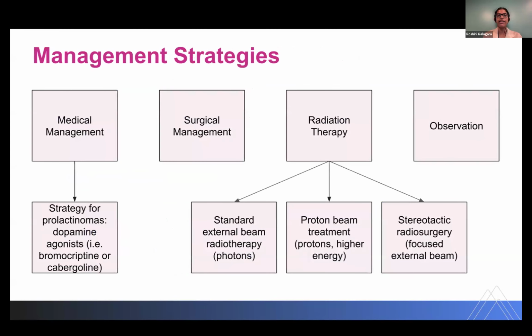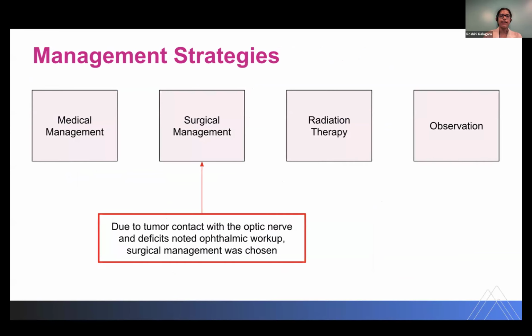So here are the following management strategies that we could potentially consider. The first being medical management, which is usually for prolactinomas, surgical management, radiation therapy, or observation. However, in this case, because we saw contact with the optic nerve and the deficits noted in the ophthalmic workup, we chose to do surgical management.